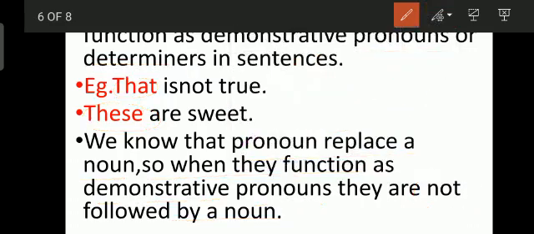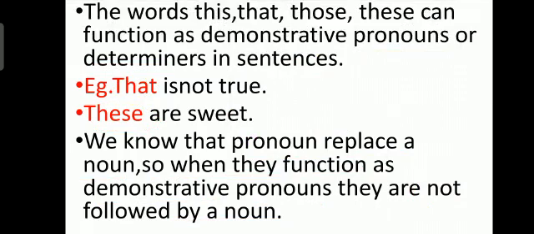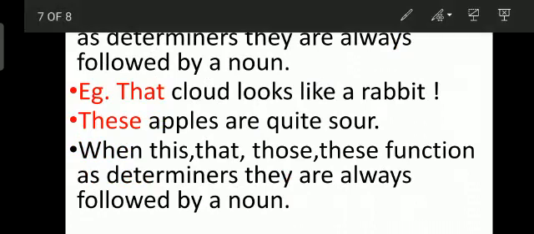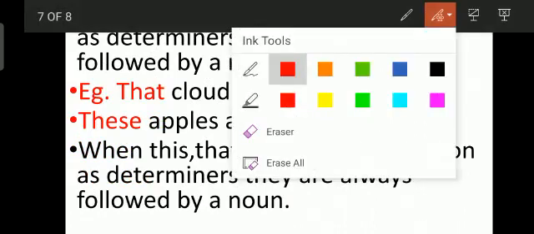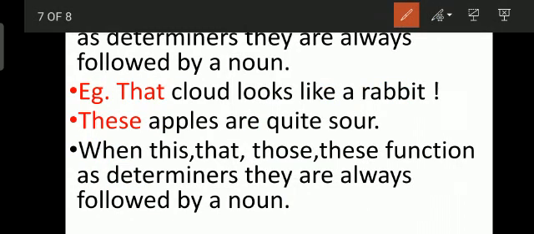Now look at the second example. Then how do we recognize the determiners? When this, that, these, those function as determiners, they are always followed by the noun. They are always followed by the noun. For example, we can see that clouds look like a rabbit.